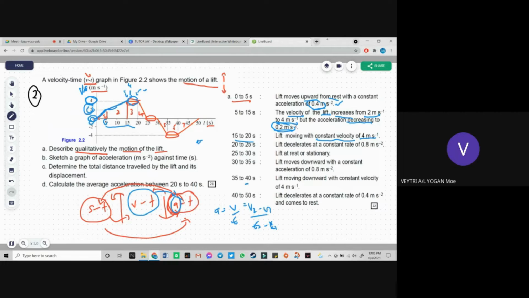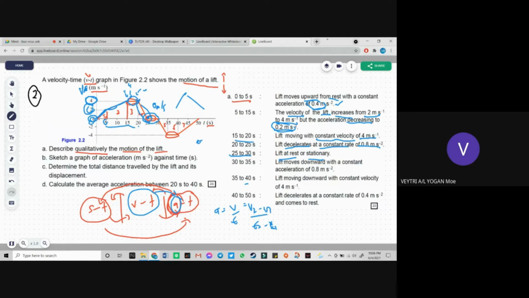Next, 20 to 25 seconds is reducing, right? This is called decelerates, when the graph goes down like this at a constant rate. Why? Linear. I've stated earlier, if linear, always bear in mind constant, of 0.8 meter per second square. How to get 0.8? Final velocity minus initial velocity, divided by 25 minus 20. You'll get 0.8. Now, can you see 25 to 30, the lift is at rest? Because this is 0 meter per second, it is at rest, which means it doesn't move.